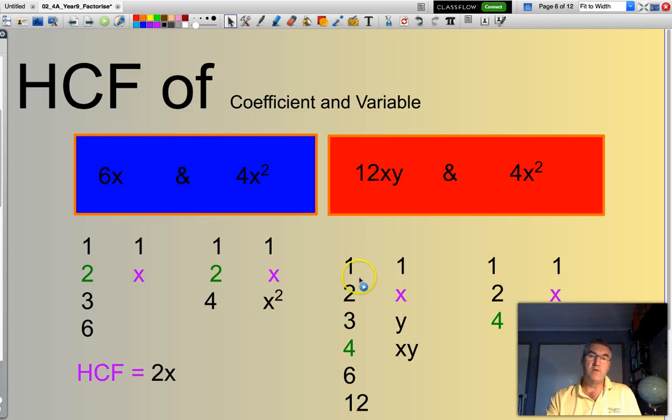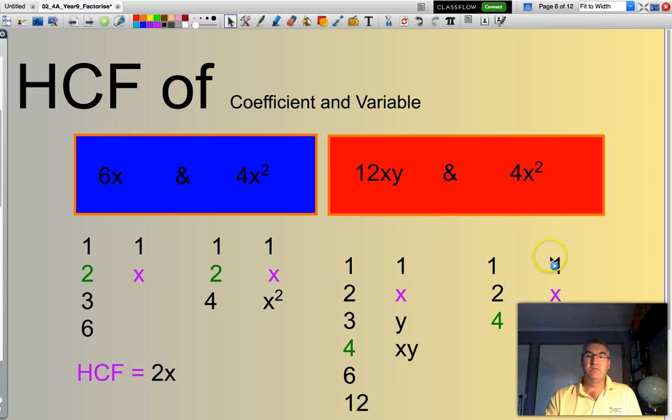Factors of 12: 1, 2, 3, 4, 6, and 12. Factors of 4: 1, 2, 4. So there we go. We know that the coefficient, the number, will be 4. That's the number part of my highest common factor. Now look at the letters. For xy: 1, x, y, and xy. The factors for x squared: 1, x, x squared. So the highest will be 4x. You can see the 4x in both columns there.